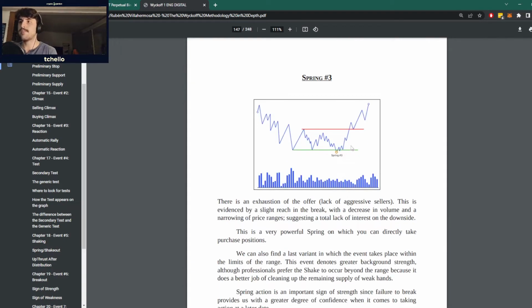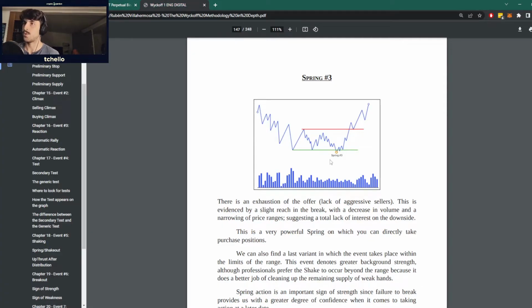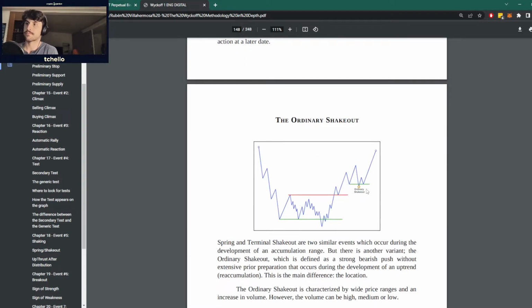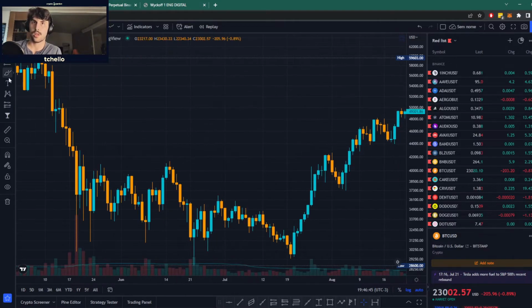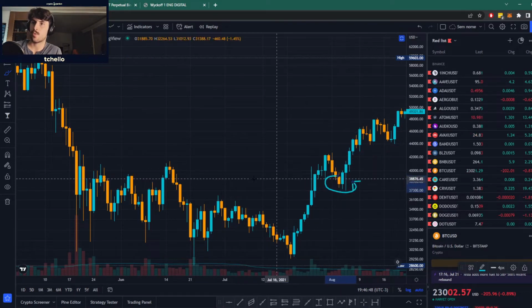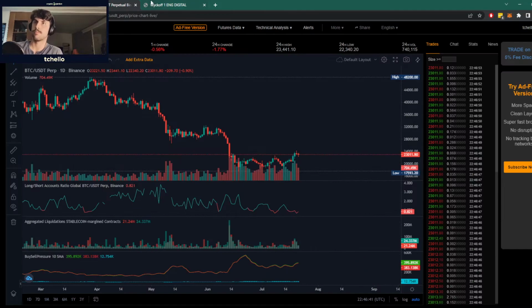All right. And finally, the spring number 3, where we have just an exhaustion of offer, right? This doesn't happen because the sellers capitulate. It occurs because there's no one else left to sell, right? We don't even spring that much. We just go a tiny bit below it and accumulate down there for a little bit before going up, right? Now, there's also the ordinary shakeout, which would be akin to the event that we saw here, where we test back into the top of the range, and then eventually go up, right?